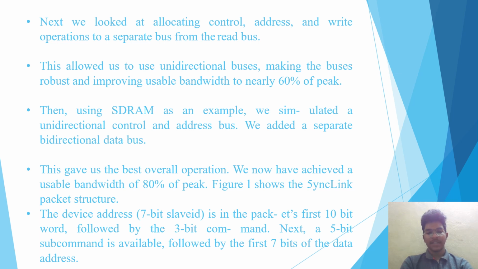Here is the Synclink packet structure. The 7-bit device address is in the packet's first 10-bit word, followed by the 3-bit command. Next, a 5-bit subcommand is available, followed by the 7 bits of the data addresses.